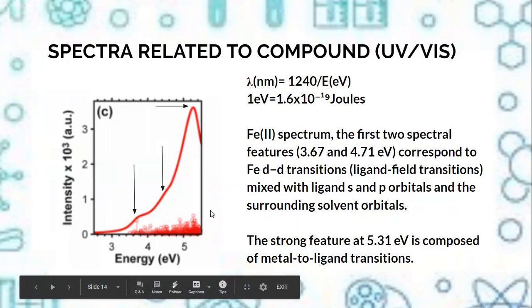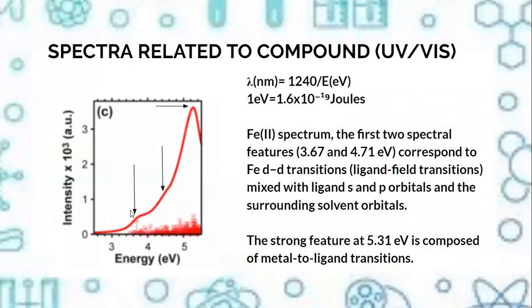Then for the Fe2+ spectrum, there are three main features. The first two, which are 3.67 and 4.71 electron volt, correspond to Fe d-d transitions, which are the transitions of electrons from lower to higher energy levels that are mixed with the ligand s and p orbitals and the surrounding solvent orbitals. So these two are the interaction between the d-d transitions and the transition between ligand s and p orbitals, involving the solvent orbitals also.